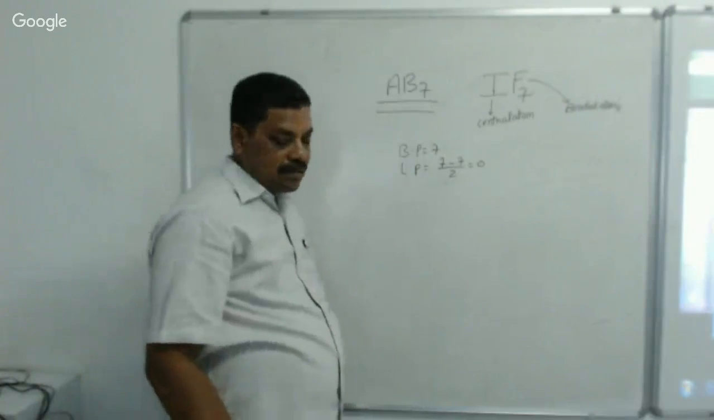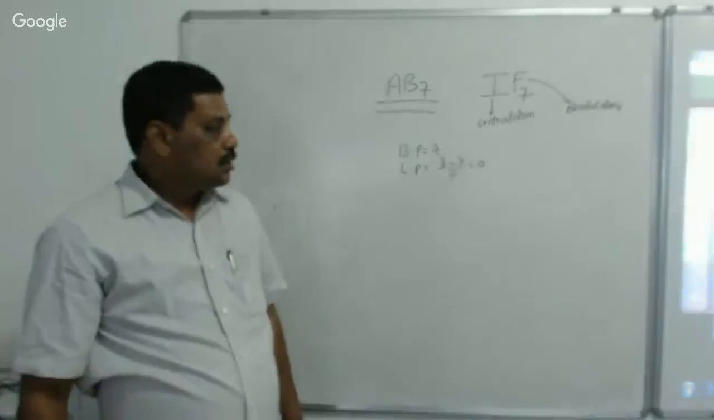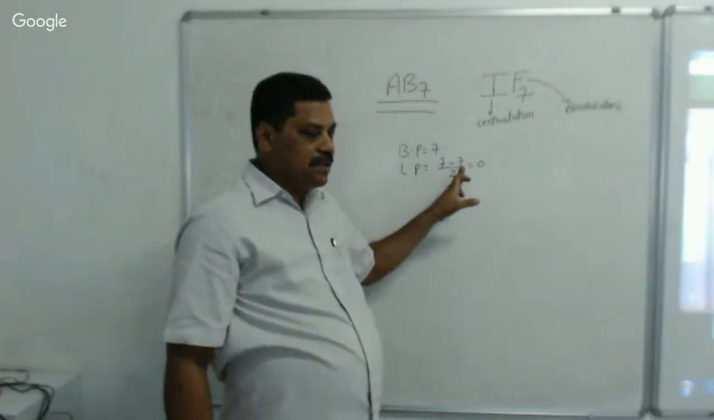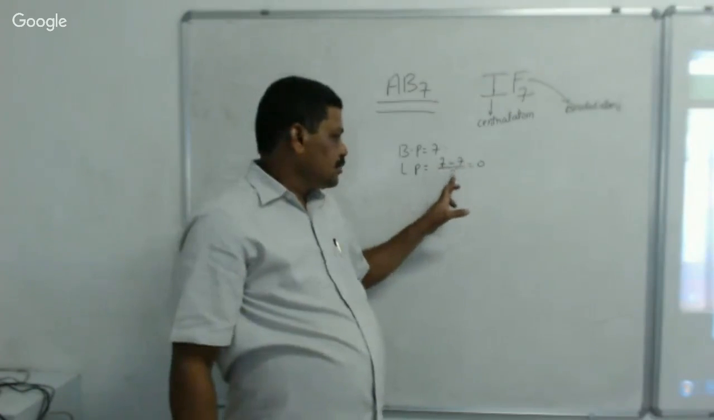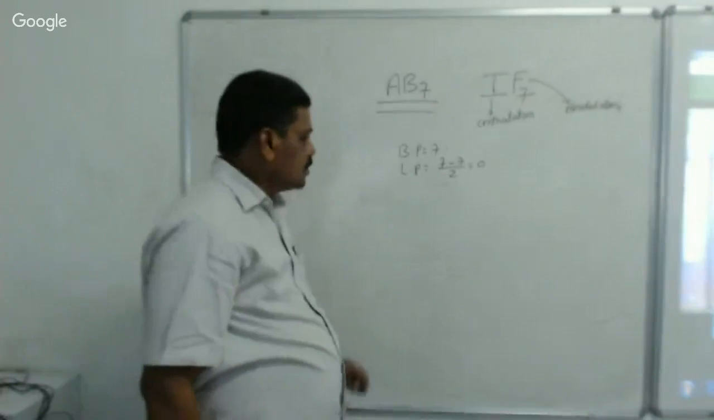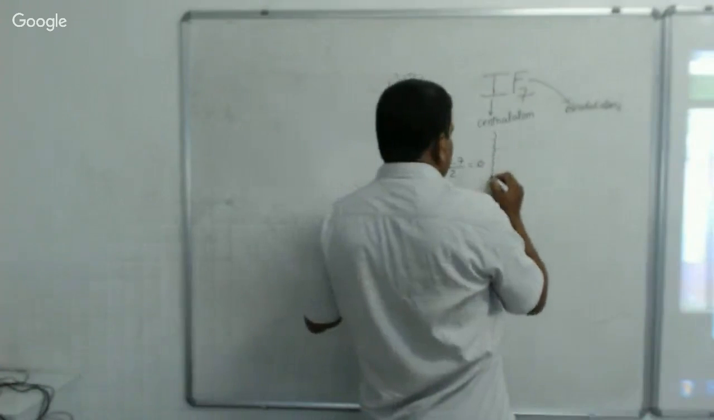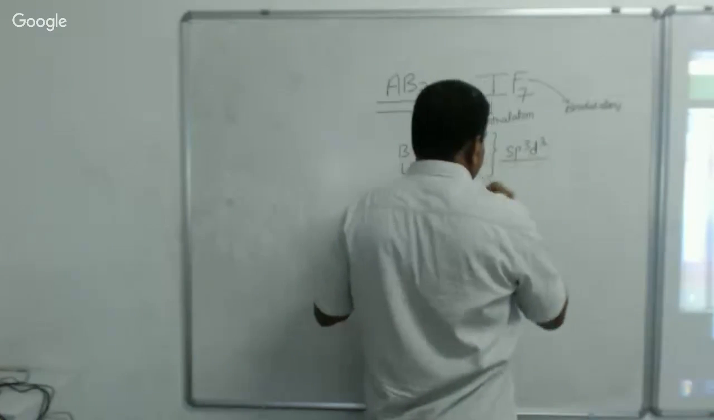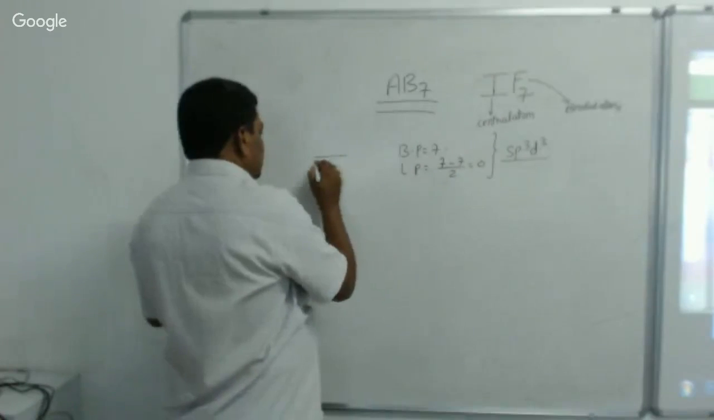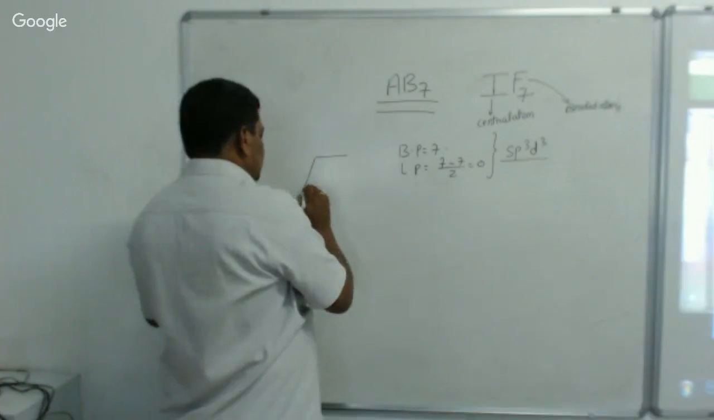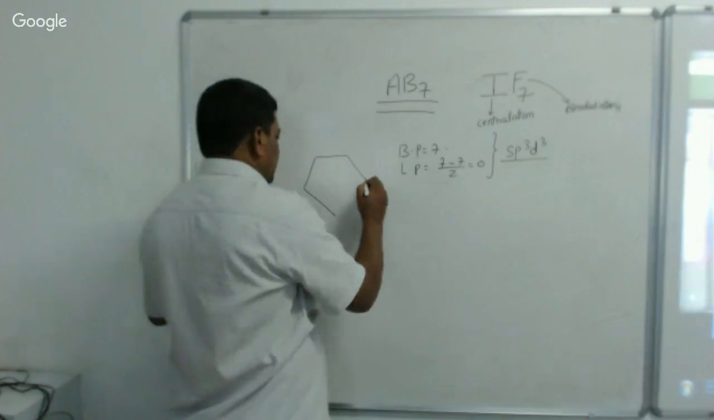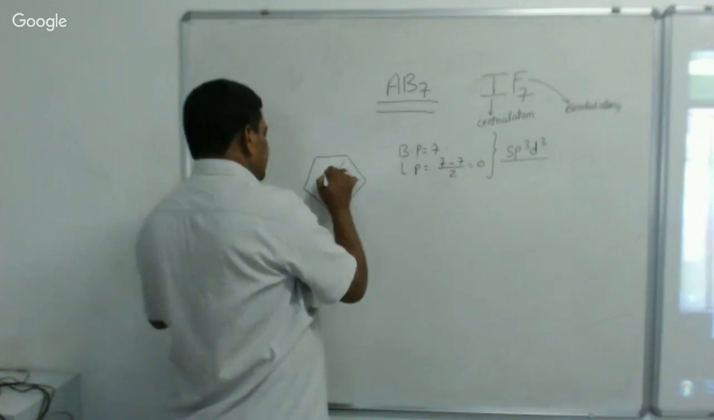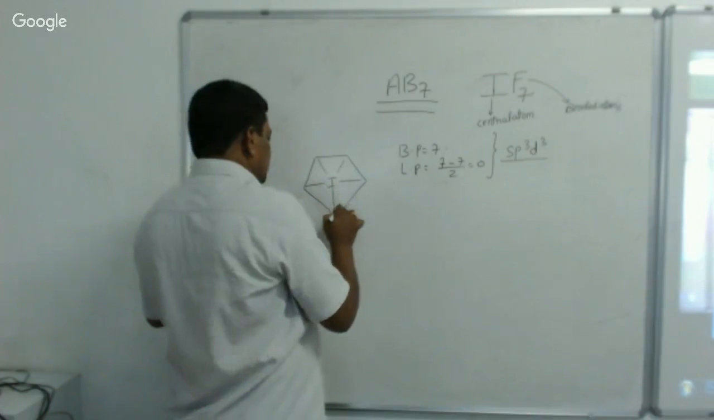Why is it 7 minus 7 by 2? Iodine has 7 valence electrons. 7 fluorines form 7 bonds. So 7 minus 7 by 2, 0. The total pairs are 7, sp3d3. The shape is pentagonal bipyramidal. So this is the shape.